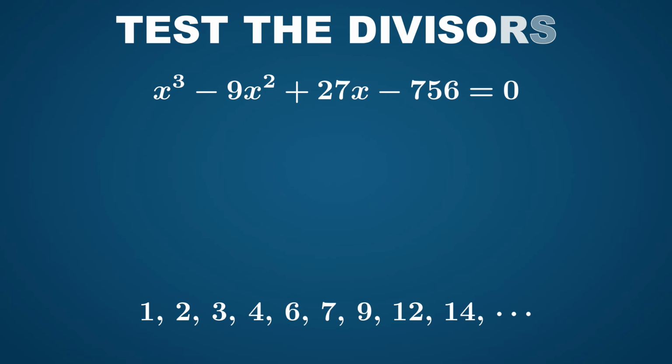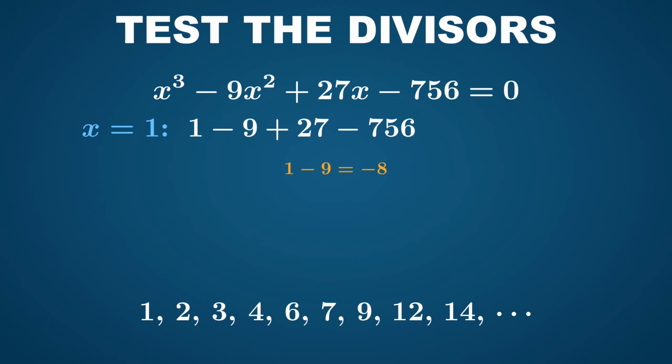We begin at the bottom of the list and test x equals 1. That gives 1 minus 9 plus 27 minus 756 as the value. Now, 1 minus 9 is negative 8, and adding 27 gives 19. Then 19 minus 756 equals negative 737, far from 0.